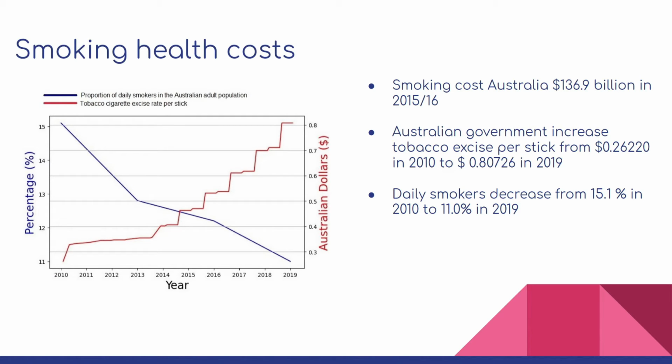Looking to reduce this figure, the Australian government has increased the tobacco excise per stick from 26 cents in 2010 to 80 cents in 2019. Over that same period of time, the proportion of daily smokers in the Australian adult population has also decreased from 15.1% in 2010 to 11% in 2019.